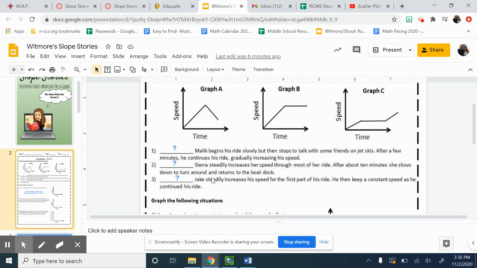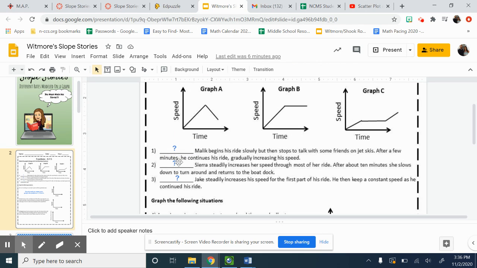So on this one, Malik is going to be riding. He's going to stop for a little bit and then continue to ride again. So if we're just looking at all of these graphs, C is the one. He's going to be riding his jet ski. He's going to stop. His speed stays constant because he's just sitting there. And then he's going to take off and ride again. So number one is C. You'll click on this question mark and you'll type the letter C there. And all you have to do is highlight it and it'll type for you.